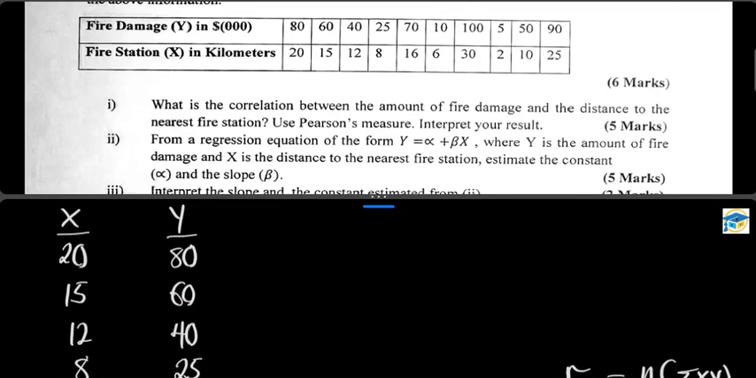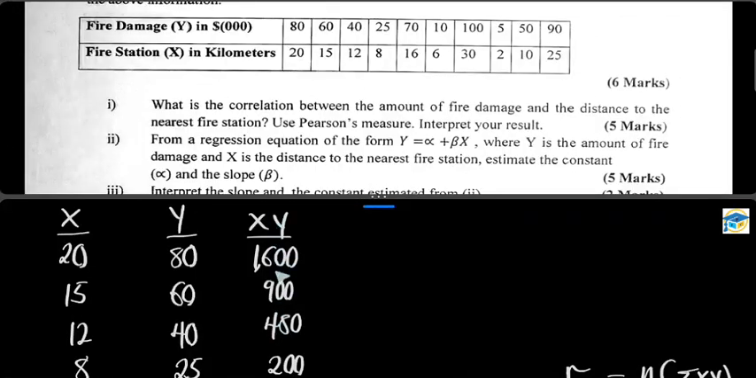So we're going to have a column called summation xy. After you sum them up, we get summation xy. What we mean by xy here is to multiply the values of x by the values of y in that row. So 20 by 80, 15 by 60, 12 by 40, until you exhaust the list. So that's what we mean by x multiplying y.